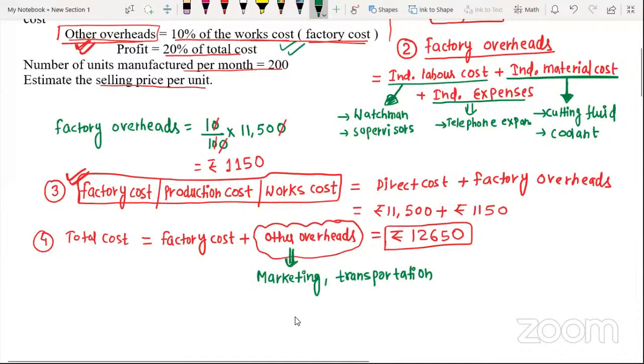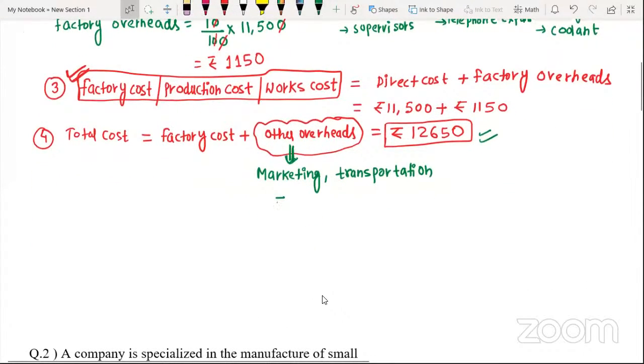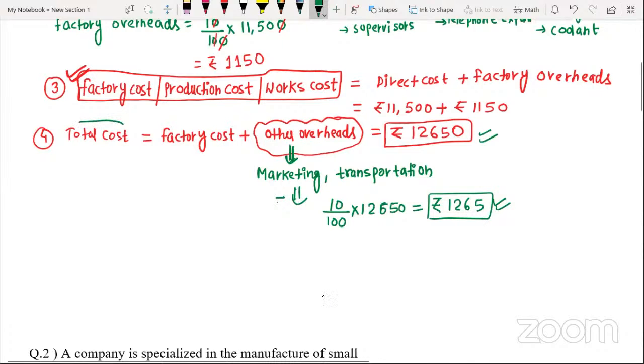So the factory cost we have found is 12,650. So the other overheads is basically the 10% of this much. So this will be 10% of 12,650. So it is going to be 1265 rupees. So these are the other overhead. So from here we can find the total cost.